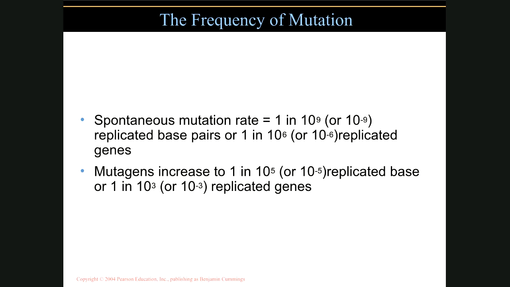And of course, mutagens can dramatically increase the rate of mutation, up to 1 in every 10,000 replicated bases, or 1 in every 1,000 replicated genes. And so there are times when scientists actually deliberately try to mutate genes in bacteria to study the effect of that mutation. So we can selectively mutate certain genes and then study the effects of those mutations.